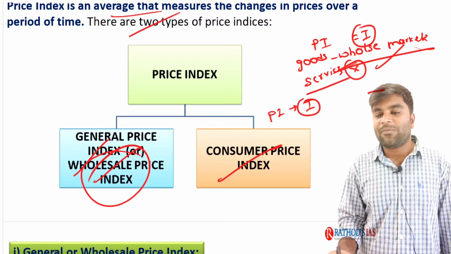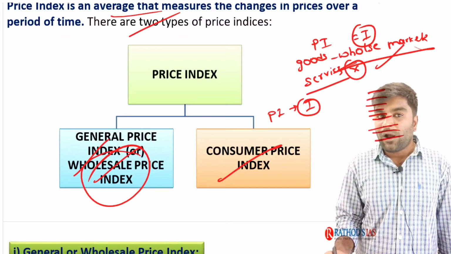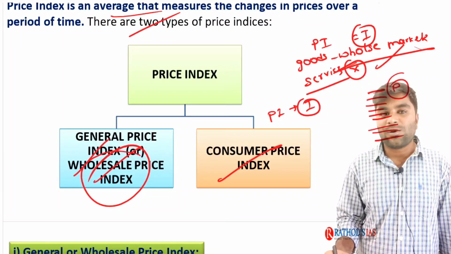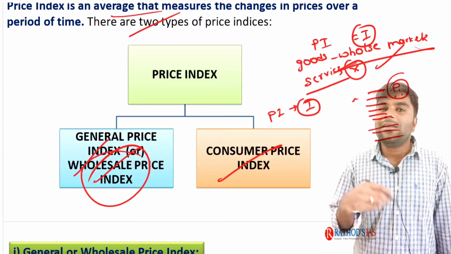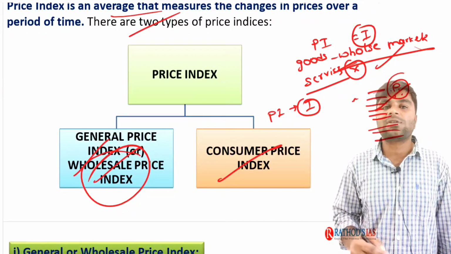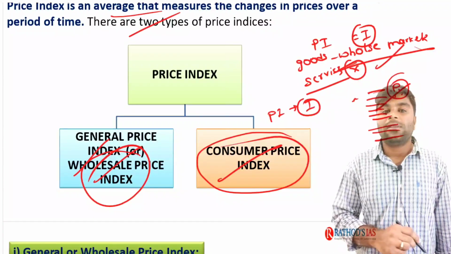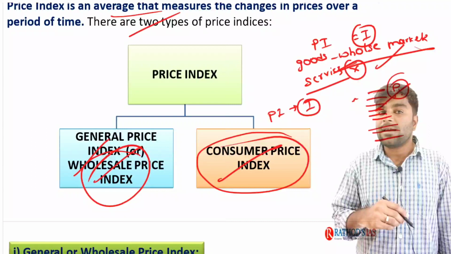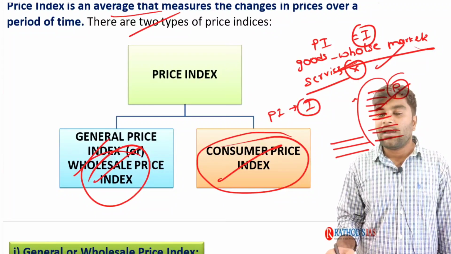Say for example, there are 200 or 300 goods sold in the wholesale market. We know the prices of the goods in the wholesale market. Take the prices of the current year and the prices of the previous year. Now calculate the price index and also calculate the inflation rate. Take the average of all the goods, you get the wholesale price index. Simple.